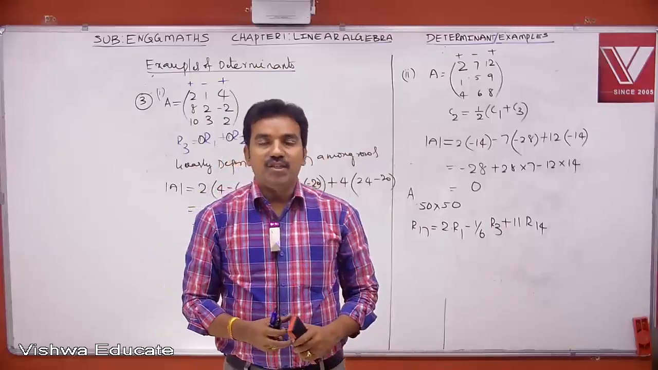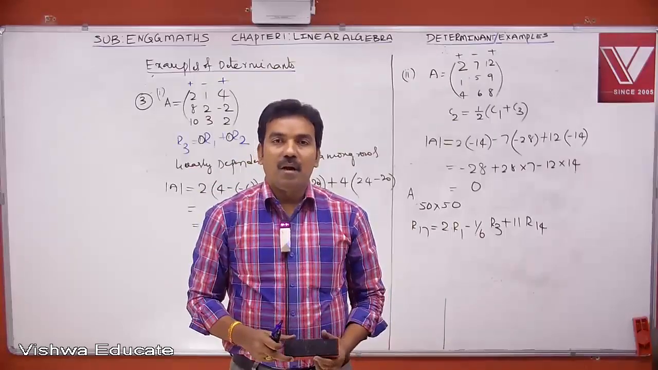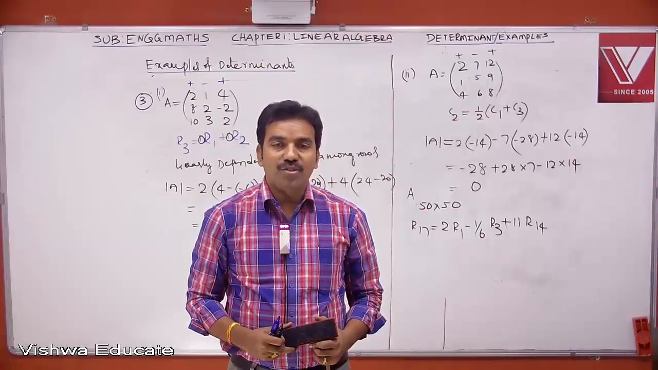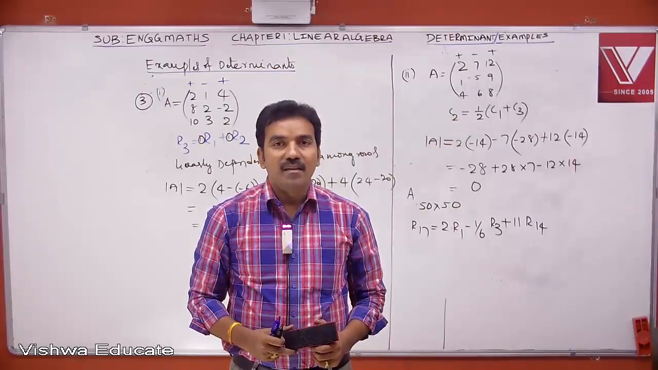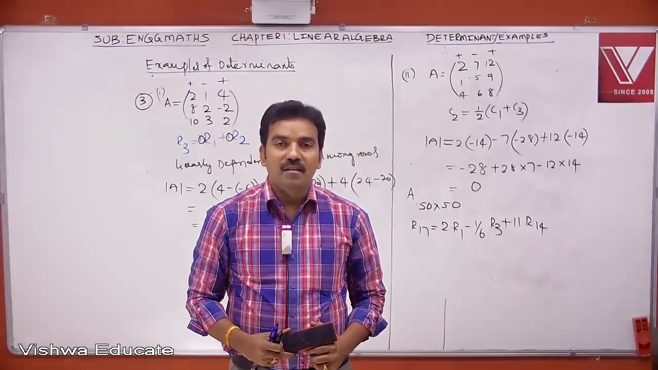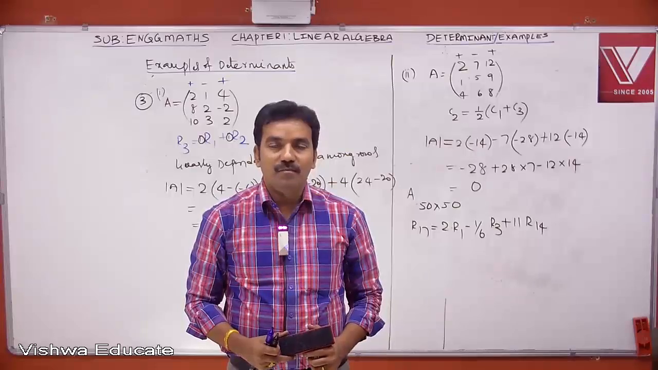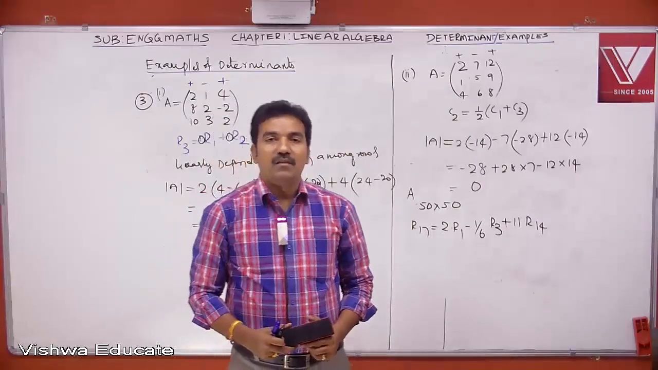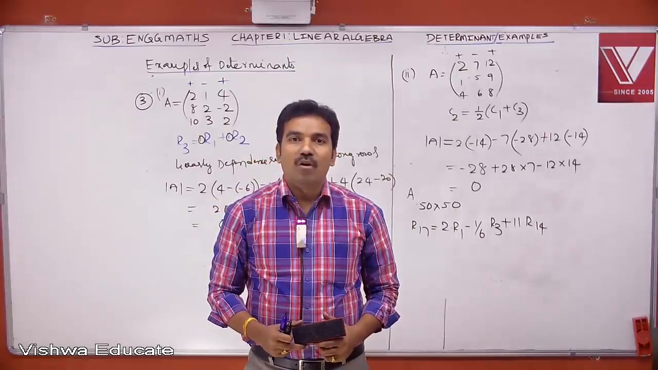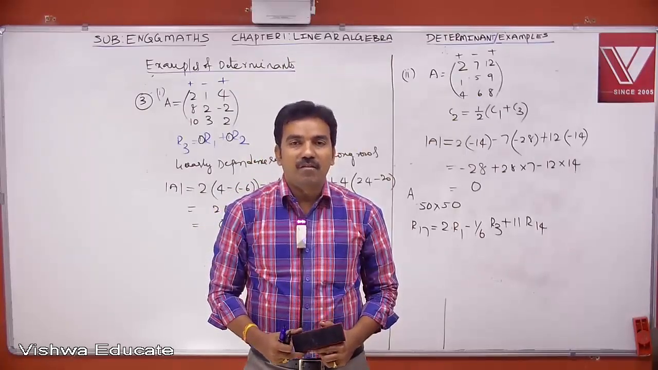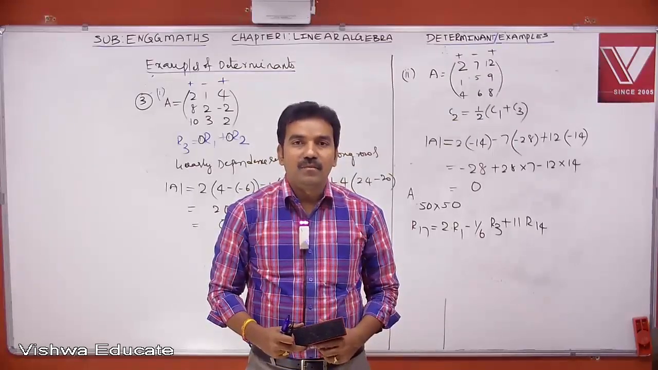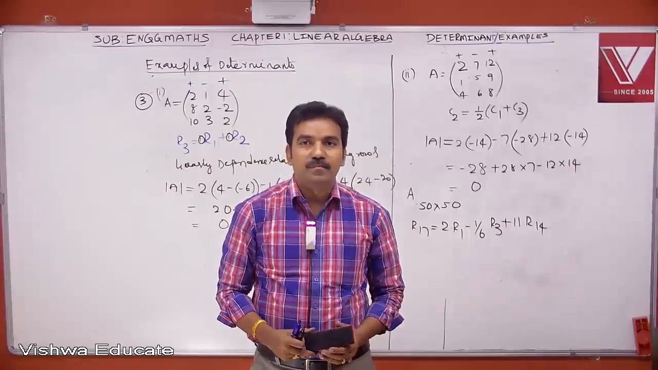Note, in any square matrix, if one row is linearly dependent on the remaining rows, or one column is linearly dependent on the remaining columns, then the determinant is 0.